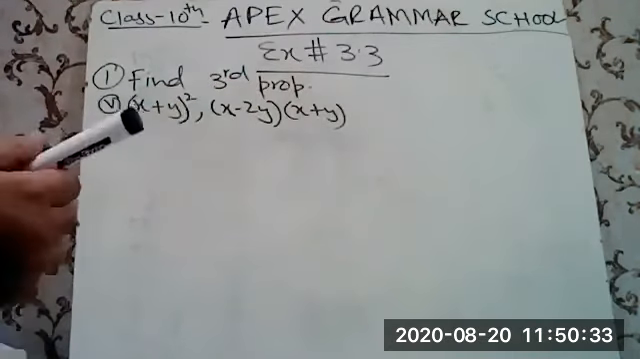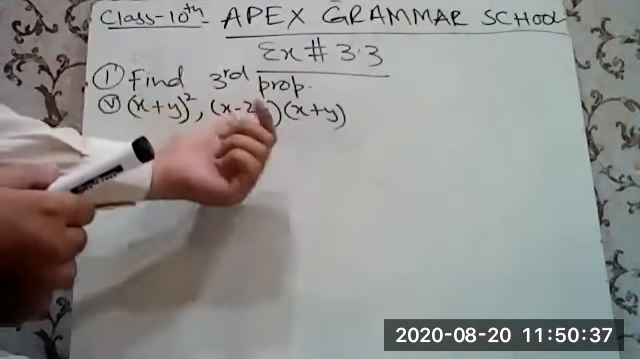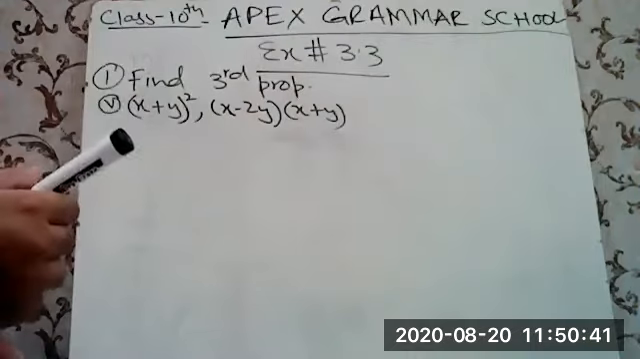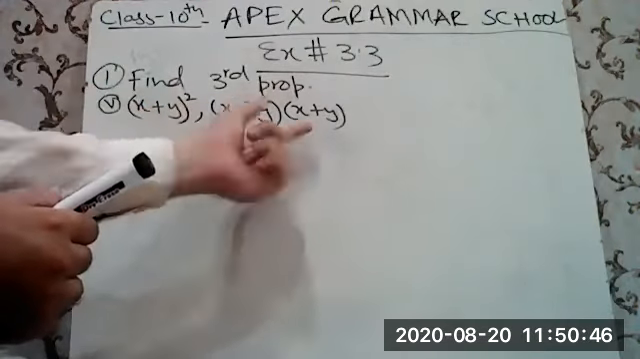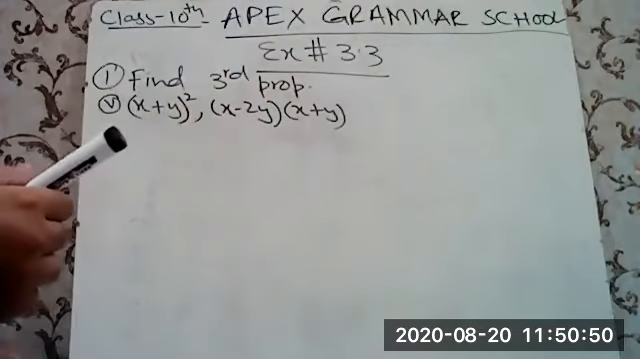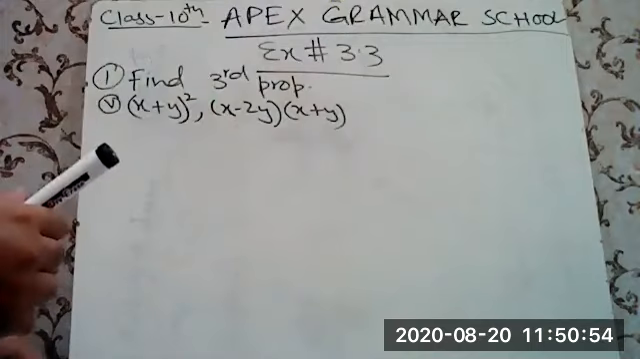Now the question starts from here. This is (x plus y) whole square, and the second number is (x minus 2y) multiplied by (x plus y). These are not three expressions. This is the first expression. After the comma, both are multiplication, so this is only one number. So we will not consider it as 1, 2, and 3. This is 1 and this is 2, the second number.